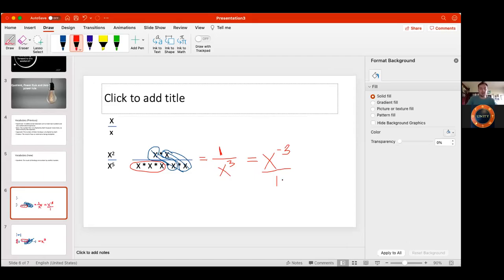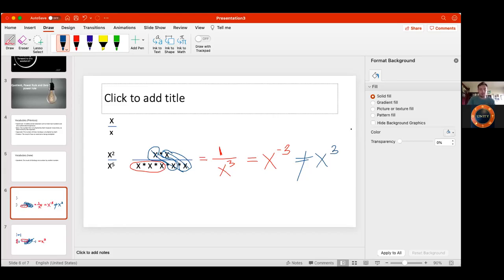So here we see that one divided by x to the third equals x to the negative third. But this does not equal x to the third. The only reason that this equals this is because it's on the bottom. It's on the denominator, because it's one divided by x to the third. That's why this equals x to the negative third.